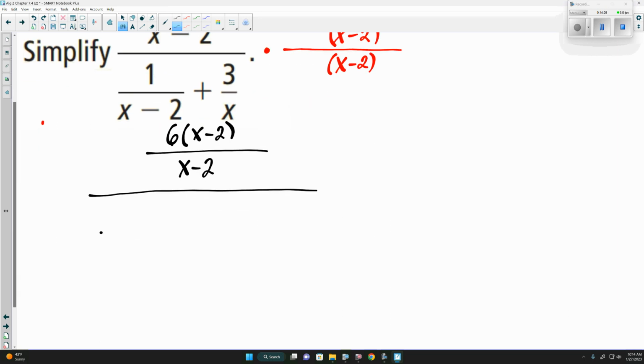In the denominator, 1 times x minus 2 is just going to be x minus 2 over x minus 2. Plus, then we'd have 3 times x minus 2 over x. Now, looking at all these here, on top, we know that these 2 cancel. Will anything cancel here? No.